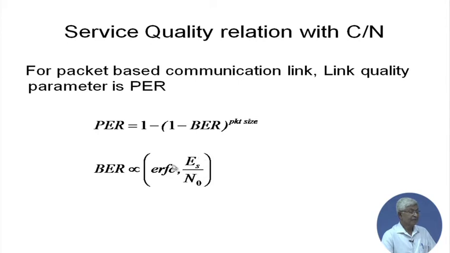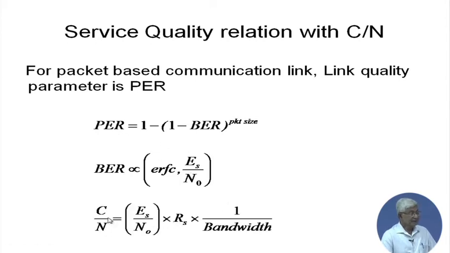Now this complementary error function will depend on the type of modulation you used, etc. But this ES by N naught is actually telling us about the energy per bit or energy per symbol, which corresponds to the signal power, and this is the noise power density. So this is what is important to us. If this degrades, BER degrades, and if BER degrades, PER degrades. So there is a relation between ES by N naught or EB by N naught and the PER.